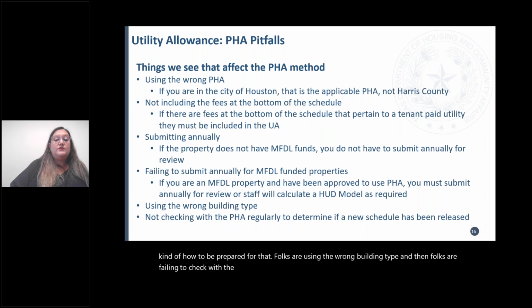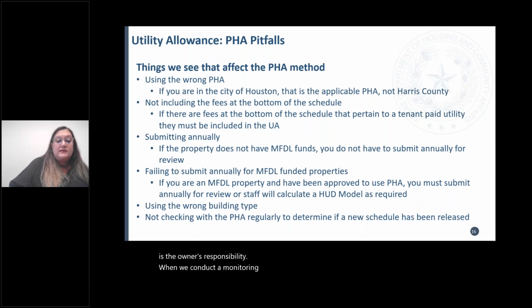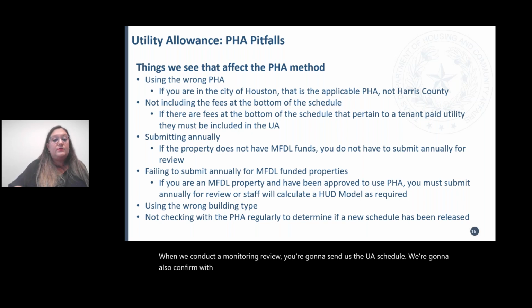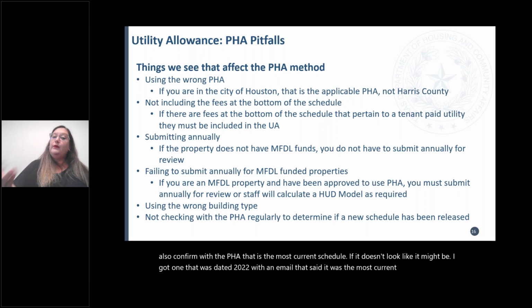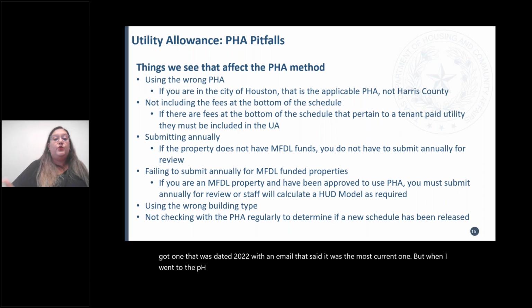and then folks are failing to check with the PHA regularly to determine if a new schedule has been released. That is the owner's responsibility. When we conduct a monitoring review, you're going to send us a UA schedule. We're going to also confirm with the PHA that that is the most current schedule if it doesn't look like it might be. I got one that was dated 2022 with an email that said it was the most current one. But when I went to the PHA's website, they had put a new one out in October of 2023. So there is a chance that something gets missed. So you want to be sure that you're staying on top of that.